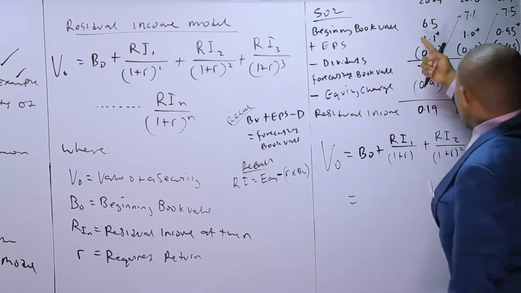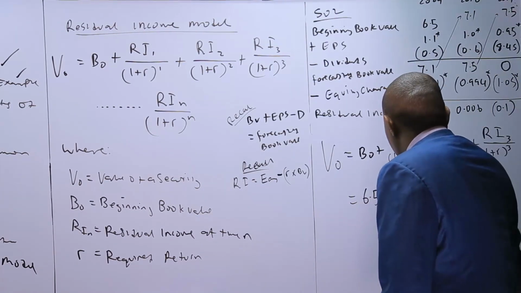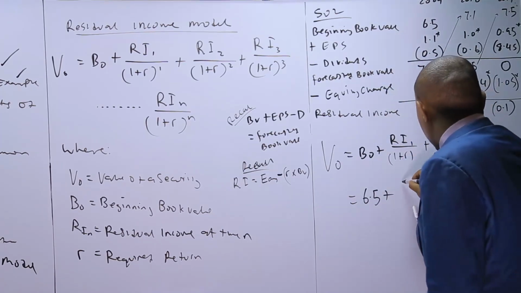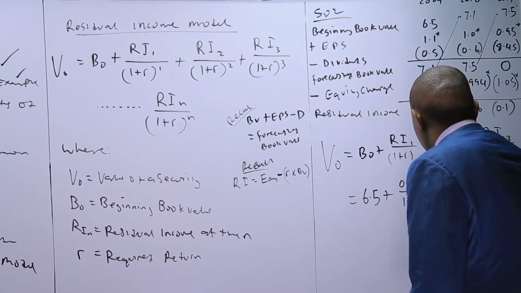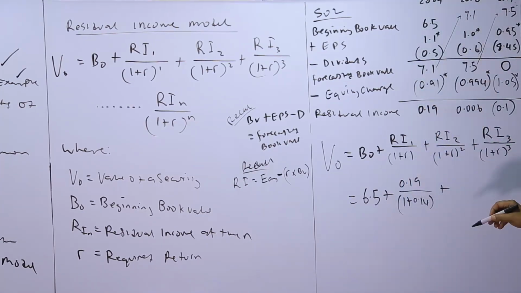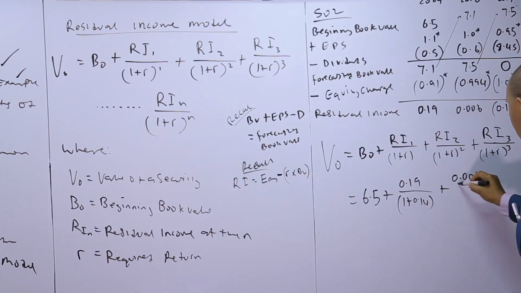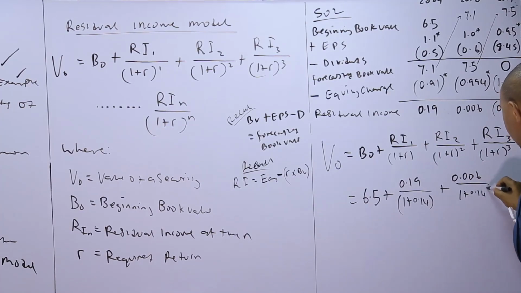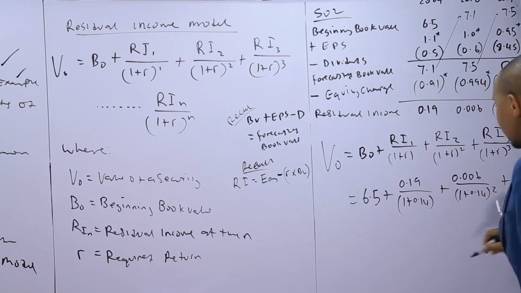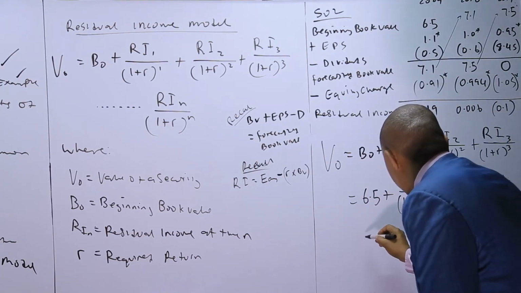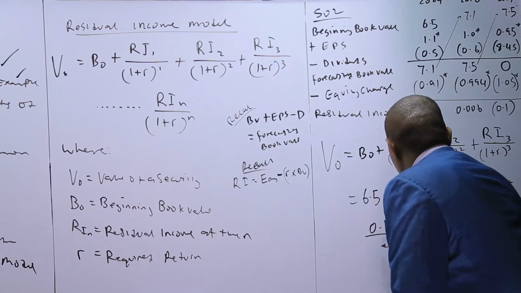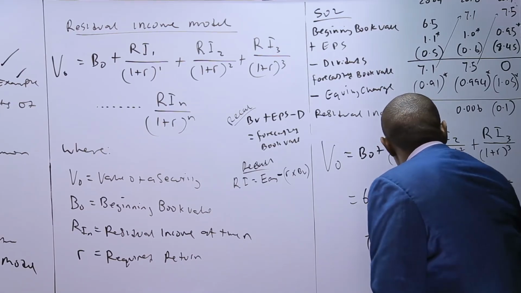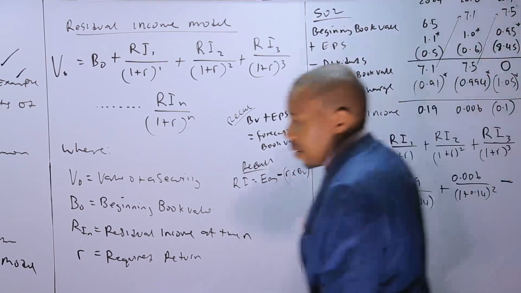So the beginning book value, we have the 6.5 plus the residual income is going to be 0.19 over 1 plus 0.14 power 1, plus we have the 0.006 over 1 plus 0.14 squared, plus, since this is showing negative, we less 0.1 discounted against 1.14 cubed. So how much do we have there?